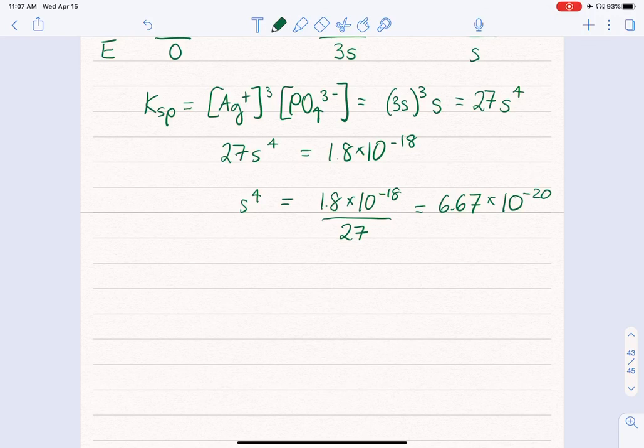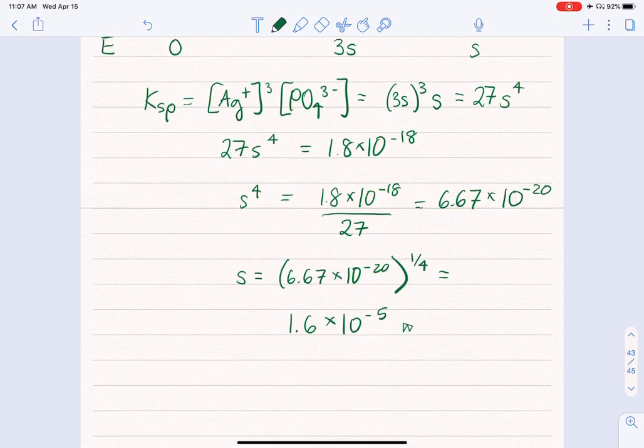And then taking the 4th root of that number, so you can raise that number to the power of 1/4. If you need to be reminded of how to do that, you can actually just type it into your calculator like this, and then raise it to the power of 1/4 or 0.25, however you prefer to input it. That is going to give you a value of, I think I need only 2 sig figs here, 1.6 times 10 to the negative 5.